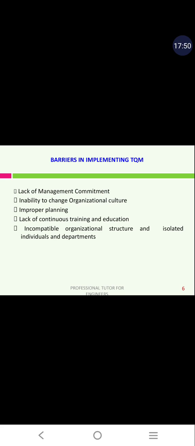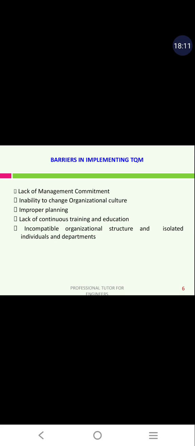Okay, so this is called as improper planning. Without planning, you cannot implement TQM. If there is no proper planning, then TQM will be a failure process. So this is called as improper planning.